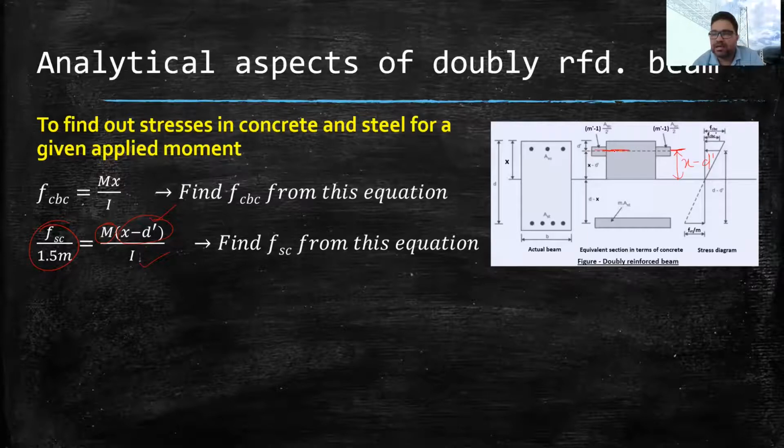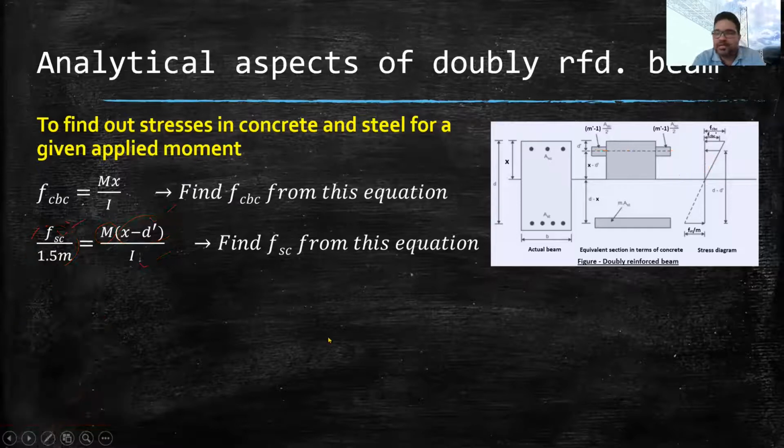If we are asked to find the stress in compressive steel, we can find the FSC value. If we are asked for the actual stress in the equivalent area of concrete, then we can calculate this as the FCBC dash value, because FSC by 1.5 m is equal to this value, FCBC dash.